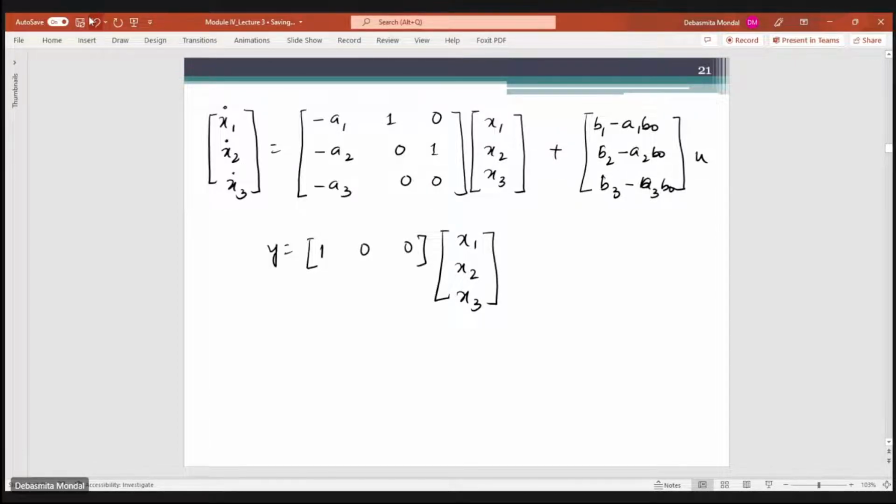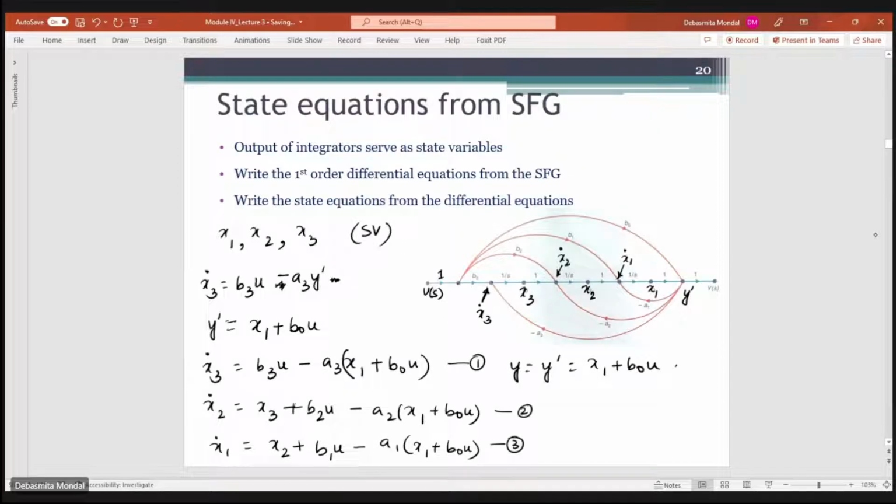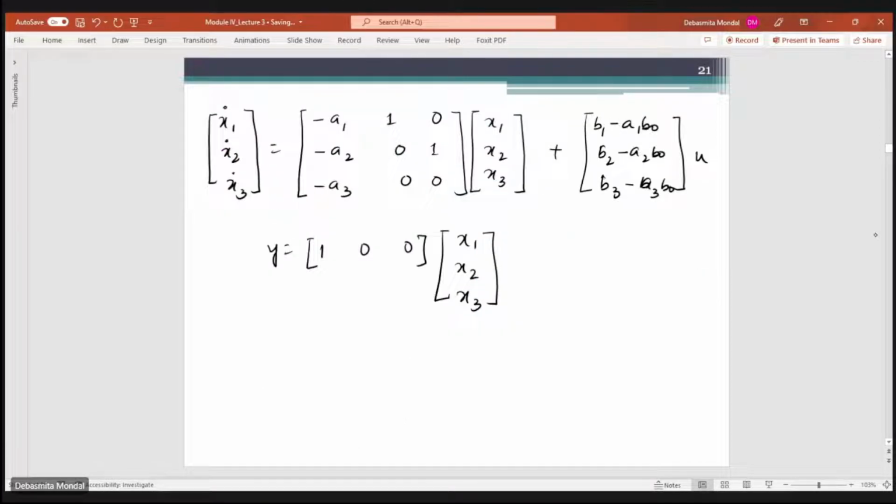So from these equations you will be able to find the state equations. You can write them simply from the first order differential equations that you have found. You just separate them out and write them in vector-matrix form, where on the right hand side you have the state variables as well as the input.